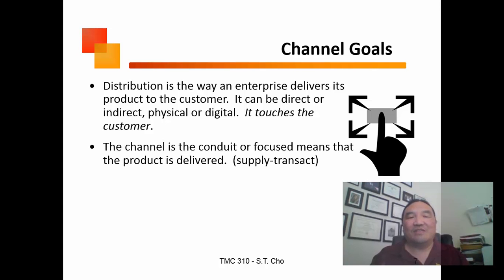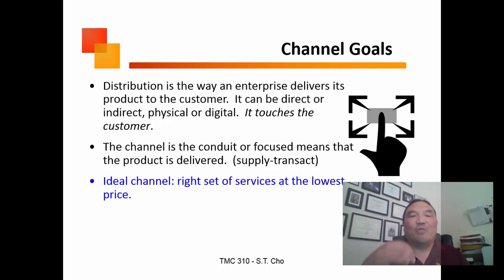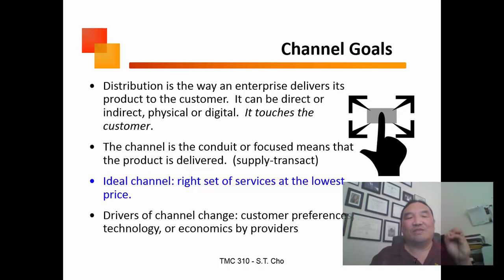Think of it as a conduit. And so what also has to take place within a channel is that there has to be a way to transact. How do they go about making purchases or whatever? So I have a channel like YouTube. If on YouTube I'm just showing a video for information, that's not technically a distribution channel. That's a promotion channel because I can't transact business. And so what is my dream channel? How do I have the right set of services at the lowest price?